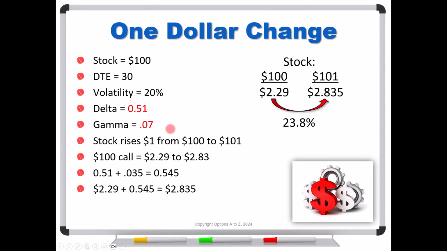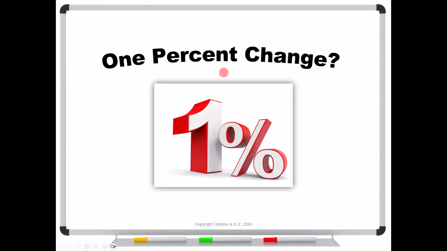But if you want to get a little more accurate, then you're going to have to take half of gamma and add it to delta. All right, so those are some of the calculations you can use for a $1 change. What about a 1% change? So once again, if the stock is 100, it's the same difference.